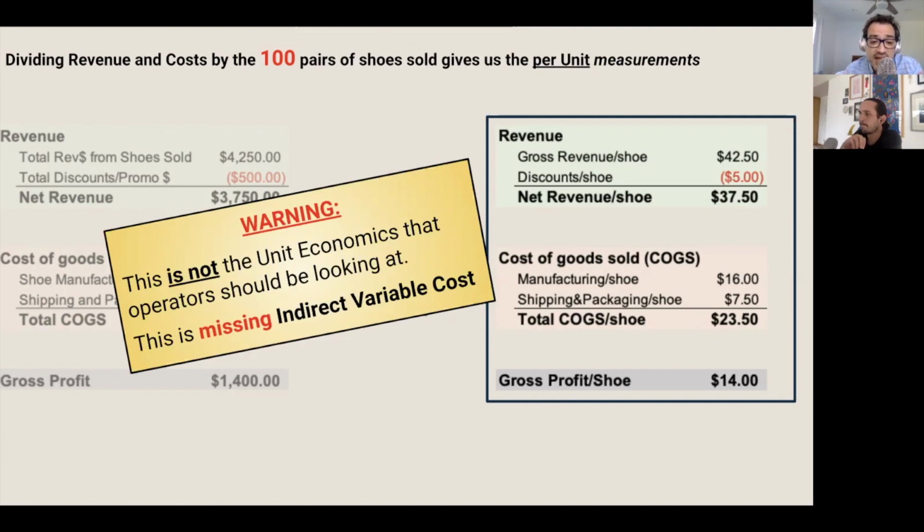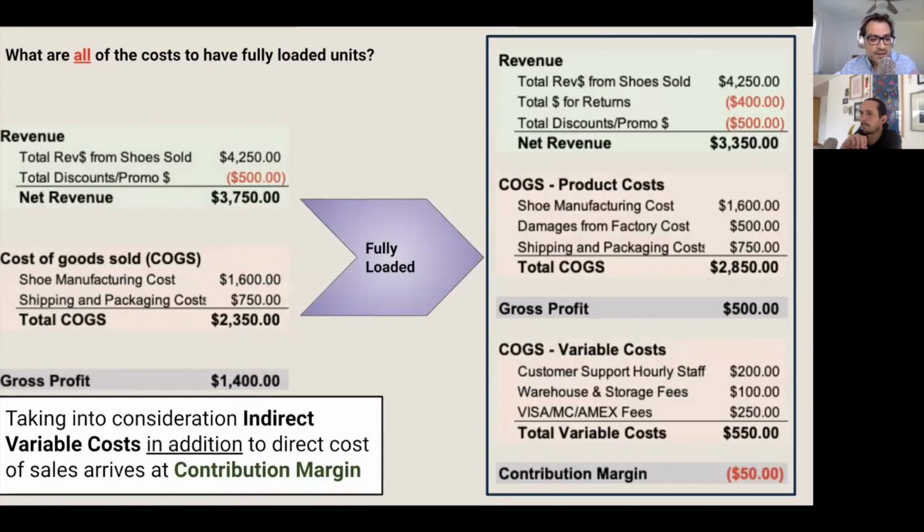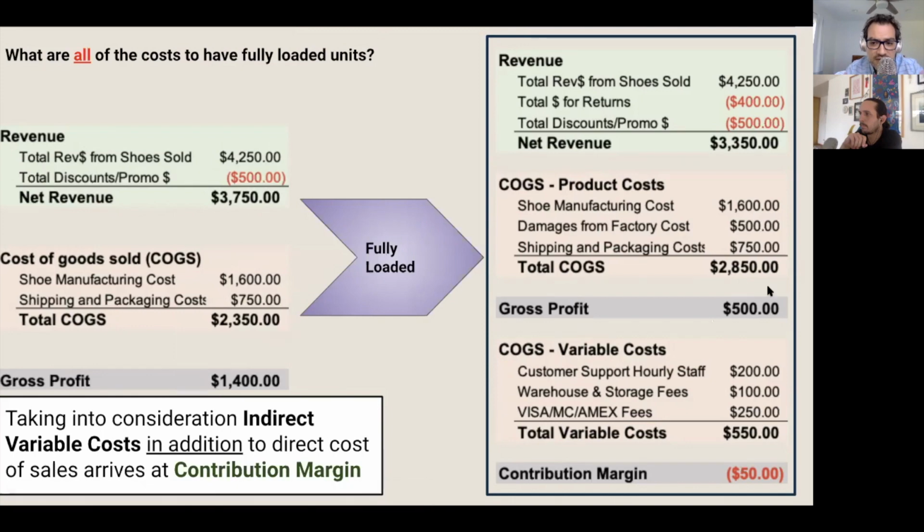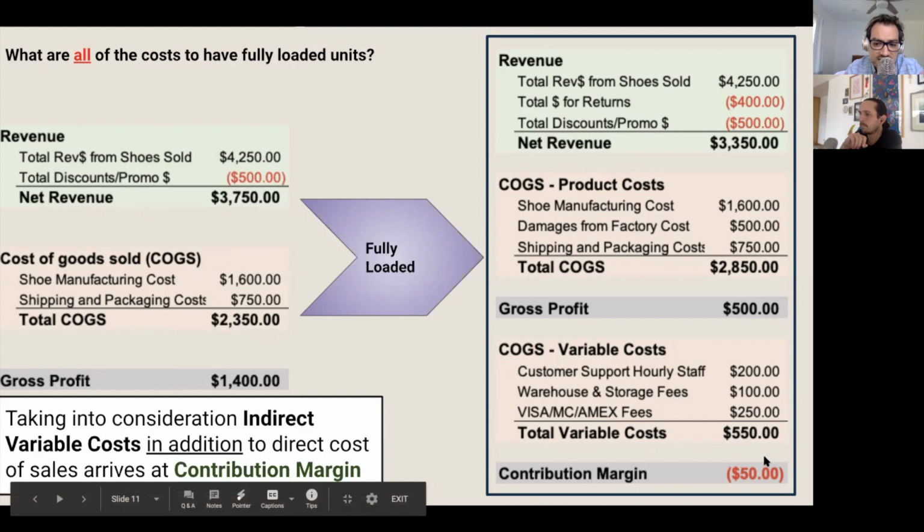That's because this does not include the variable costs. So I'm going to take you to the next slide. Now you notice I introduced the word fully loaded here. This is what we said. Now is where we're going to take in all of the costs and bring them up above the line. So we're going to take in these variable costs and add this whole section here. Right after gross profit, we've added this whole variable cost section that then gets us to contribution margin.